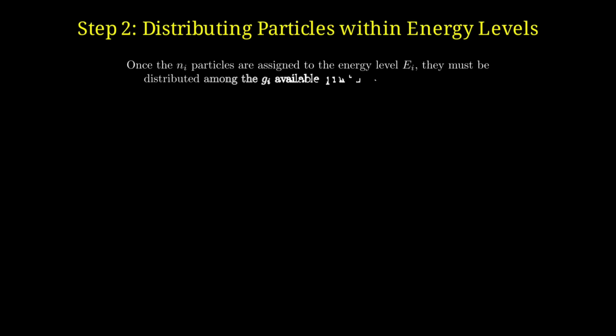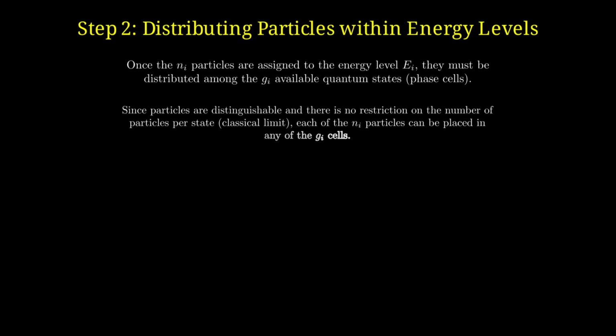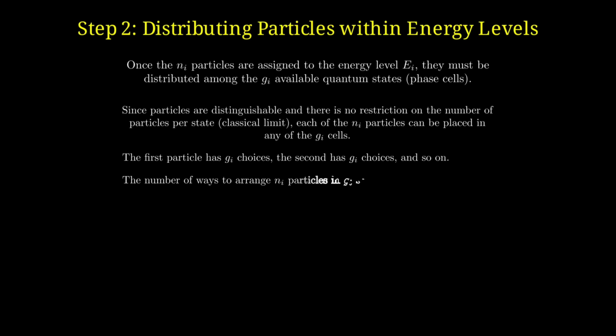Step 2 is the distributing of these particles within each energy level. Once the Ni particles are assigned to energy level Ei, they must be distributed among the gi available quantum states. Since particles are distinguishable, there is no restriction on the number of particles per state. This is the classical limit. Each of Ni particles can be placed in any of the gi cells independently. The first particle has gi choices, the second has gi choices, and so on.